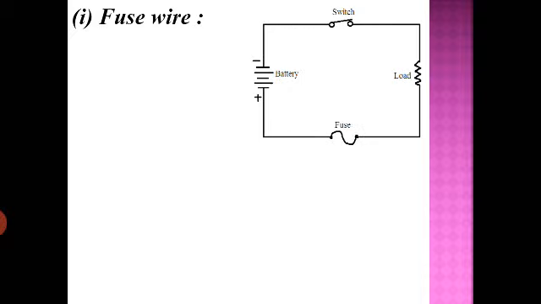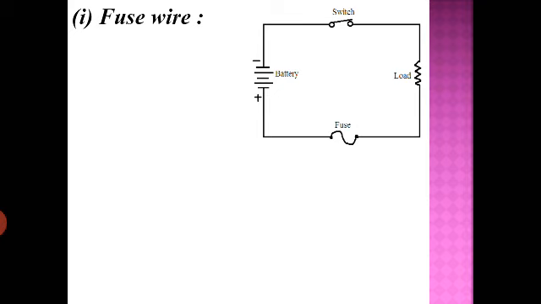So the very first you can see the circuit diagram. There is a battery, there is a switch, a fuse and a load. So load is any electric appliance which is connected in the circuit, and in series with that there is a fuse wire. So you can see in the circuit diagram the fuse is a conductor which is basically connected in series with the circuit. Okay, so that is how we have to connect the fuse wire.